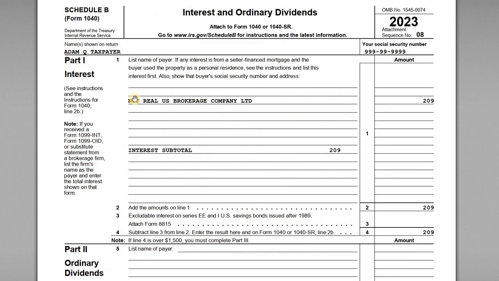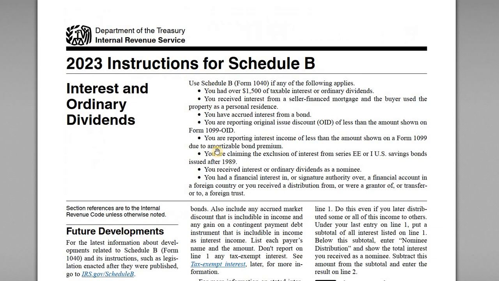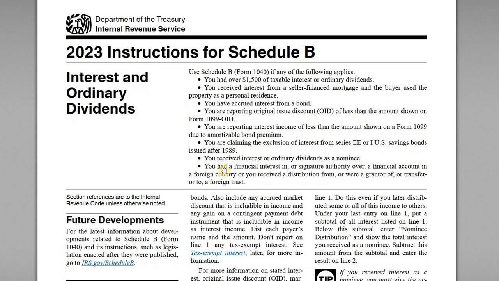So what Adam's done here is he has included this interest on Schedule B. So Schedule B, Part 1, he's listed the name of the payor and then the amount of interest income that he received on the account. Now, Schedule B, you don't always need to include this, right? If you have a look at the instructions, only under certain circumstances is it absolutely required, but you can always elect to simply include it with the return if you want.